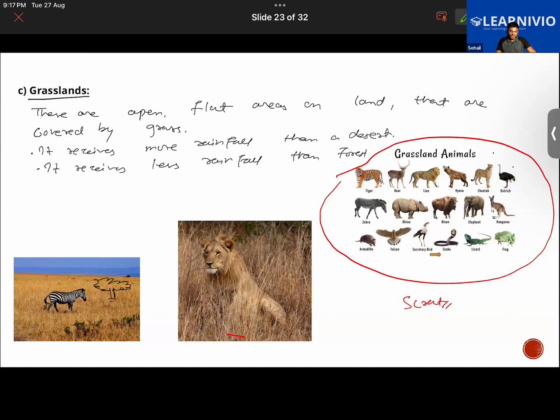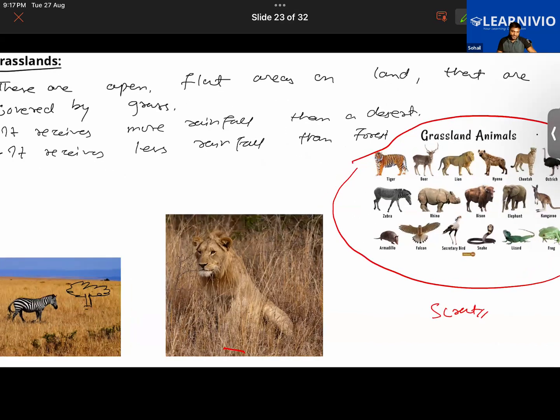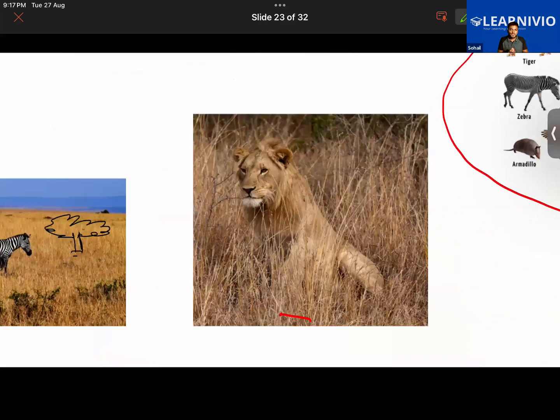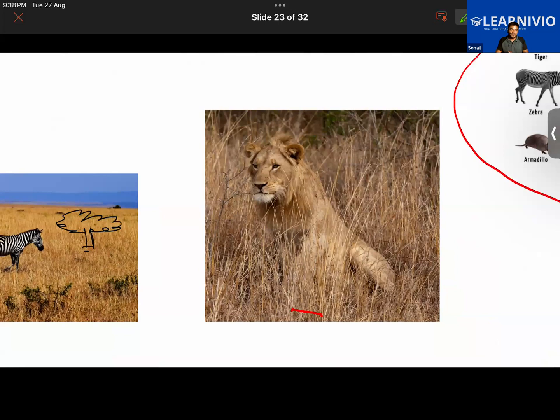Okay, now, guys, talking about the animals. If you were to observe this animal, isn't it doing camouflage? Isn't it doing a kind of camouflage? You guys know about camouflage? Khadija and Salman, do you know what camouflage is?